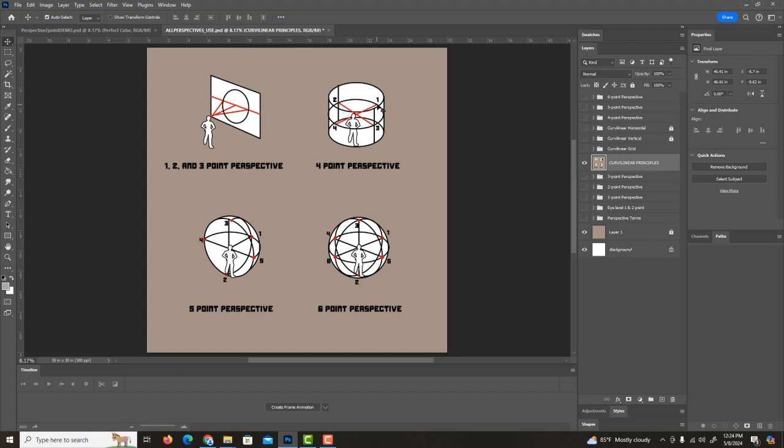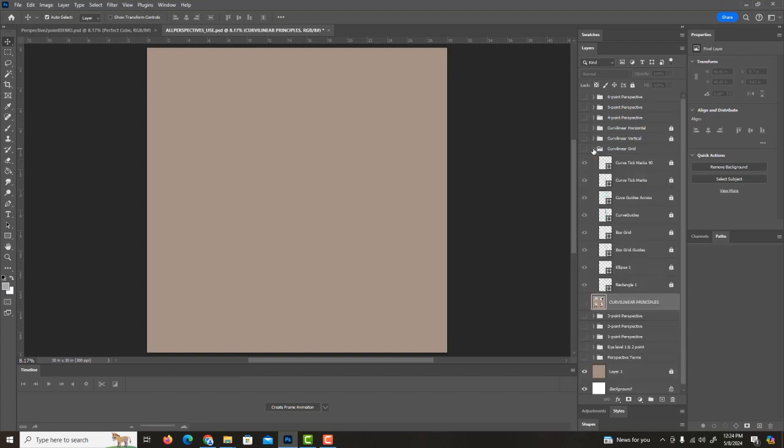And 4-point perspective has 1, 2, 3, 4 vanishing points. 5-point perspective has 1, 2, 3, 4, and 5 is the depth. And 6-point perspective has the vanishing point from behind the viewer. That's the concept of linear perspective and curvilinear perspective. That takes you from 1, 2, 3, and 4, 5, and 6 perspective. So curvilinear perspective and 4-point perspective requires a curved grid.